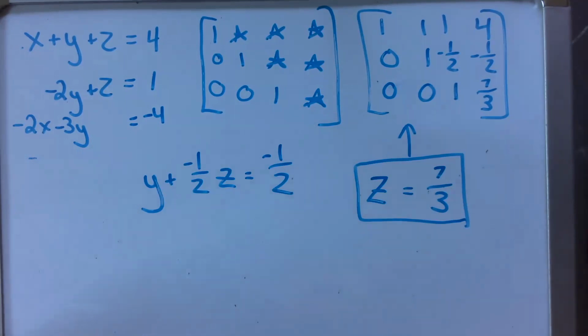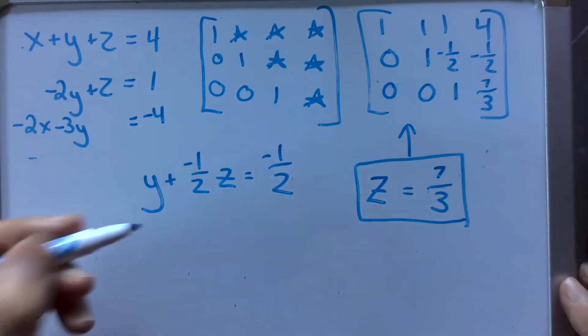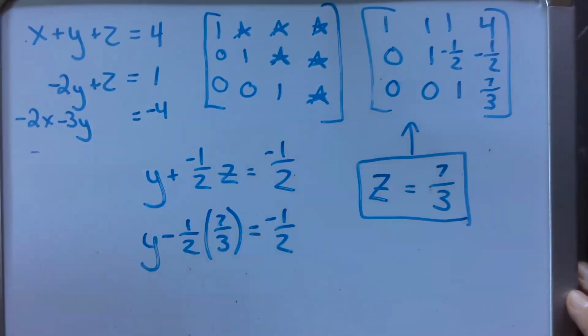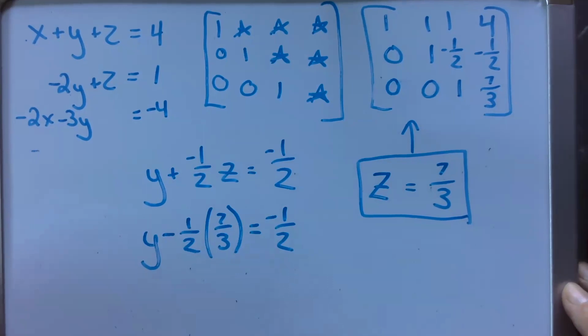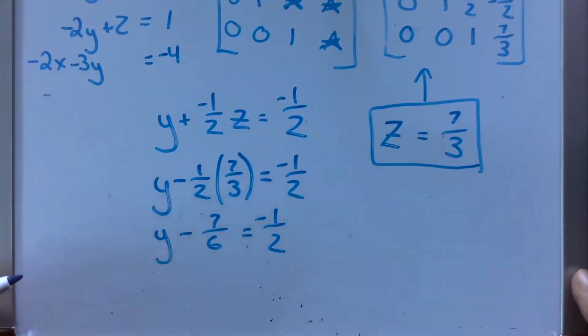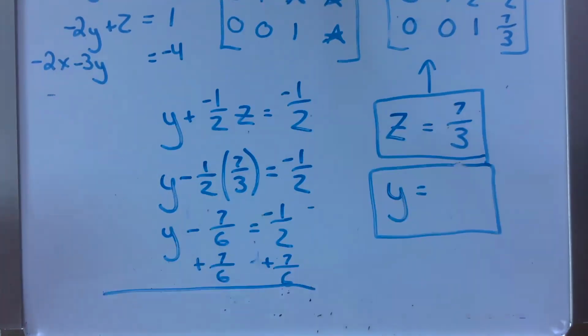Now I have a value for z, so I'm going to plug that in. So now I've got y minus 1/2 times 7/3 equals -1/2. I'm going to go ahead and combine like terms. Now I'm going to add 7/6 to both sides, and I'm left with y equals 4/6 or 2/3. So I have my second solution.